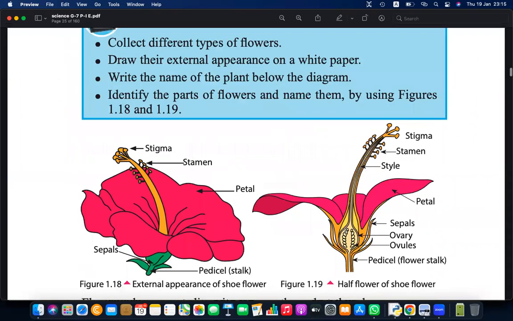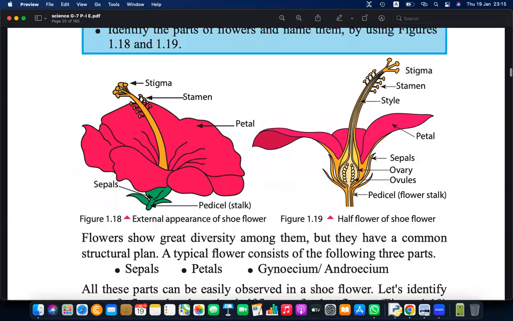Okay, then we learn about the flower, and flower is playing a very important, vital role in the reproduction. Why? Because it has stigma, stamen, and style, and also the ovary, and the sepals which protect the ovary, and the petals which are used to attract insects.